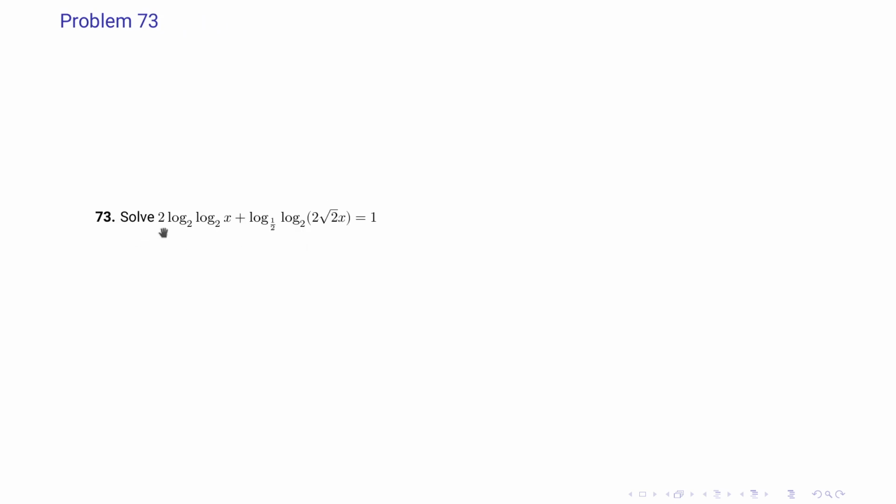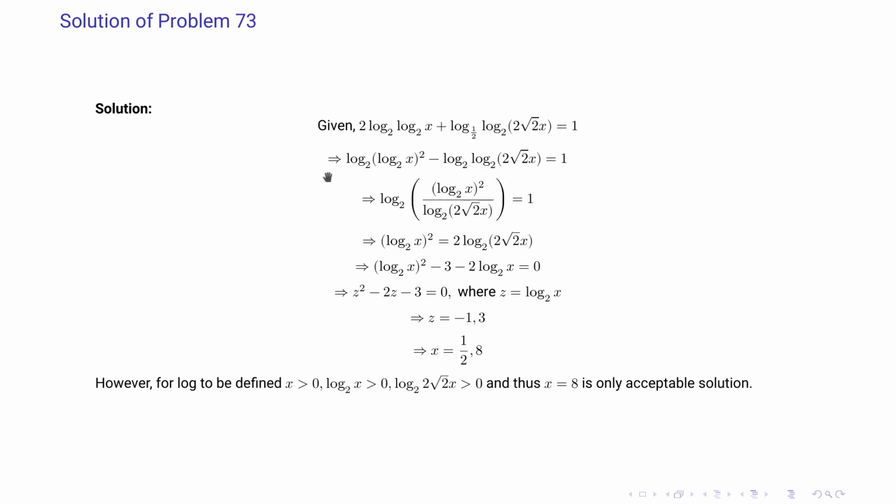Problem 73 says: solve 2 log of x with base 2, and then we take log of that with base 2, plus log of 2 square root of 2x with base 2, and we take log of that with base half, is equal to 1. So first, the left hand side is 2 to the power log x with base 2, whole square. And the half is converted to 2, so we get a minus sign here, and the right hand side we leave as it is.